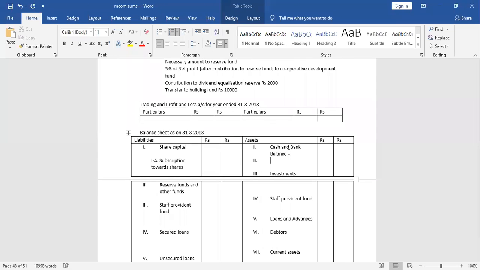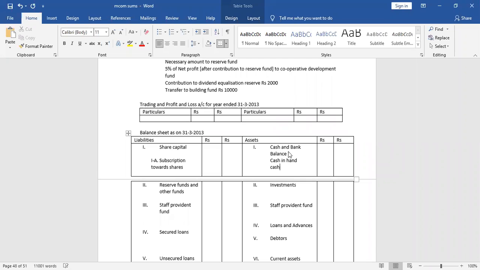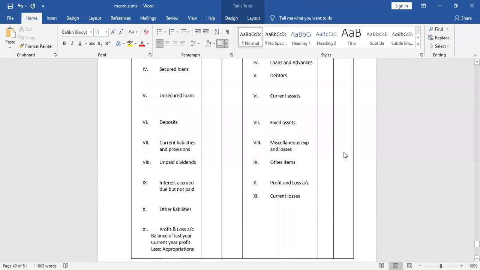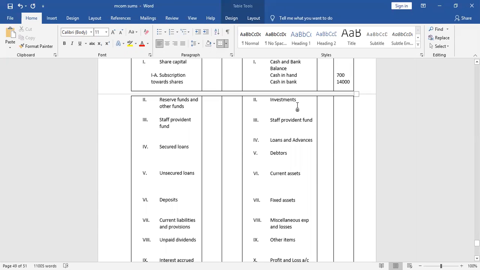कैश इन हैंड and cash in bank, 700 and 14,000. Now next one, fixed deposit with MS cooperative bank 1,55,000. ये तो इन्वेस्टमेंट है, so we'll show in the investment, FD with MS cooperative bank 1,55,000. So we'll show here.